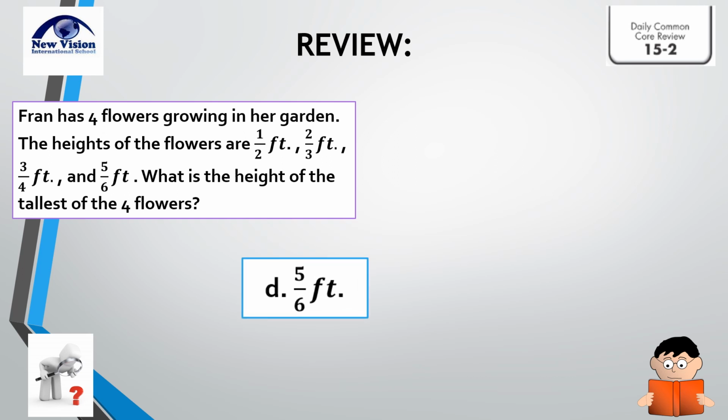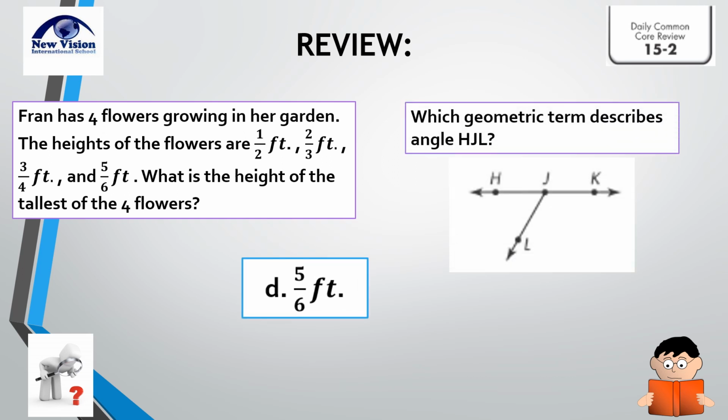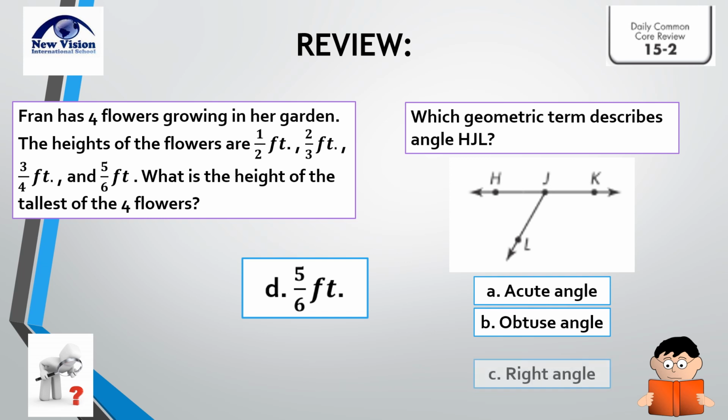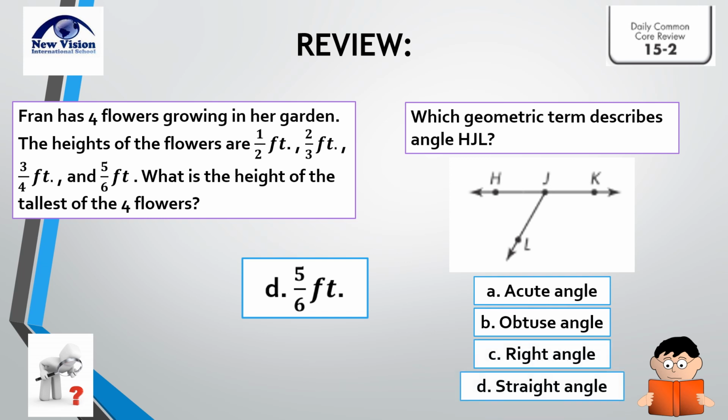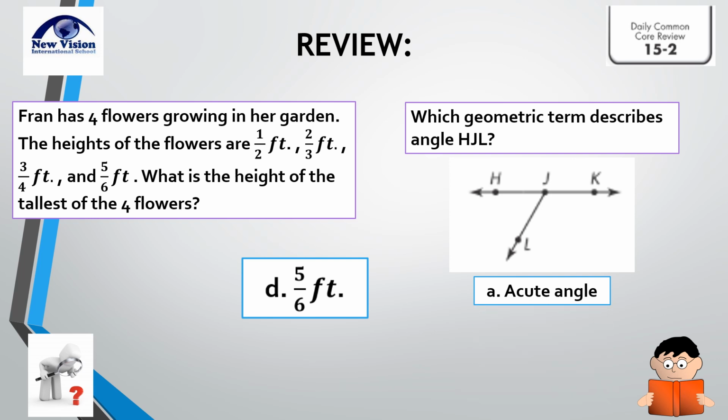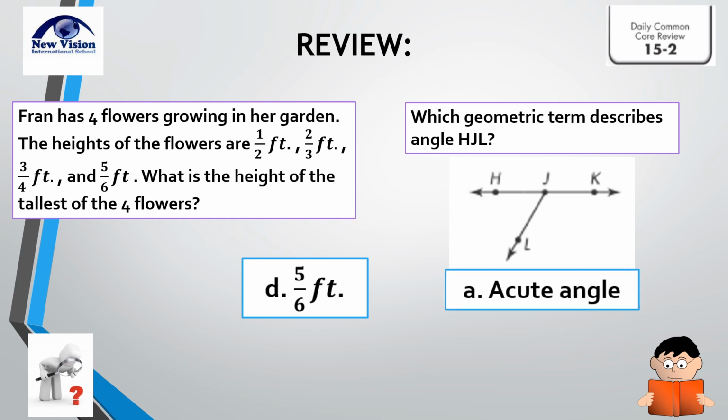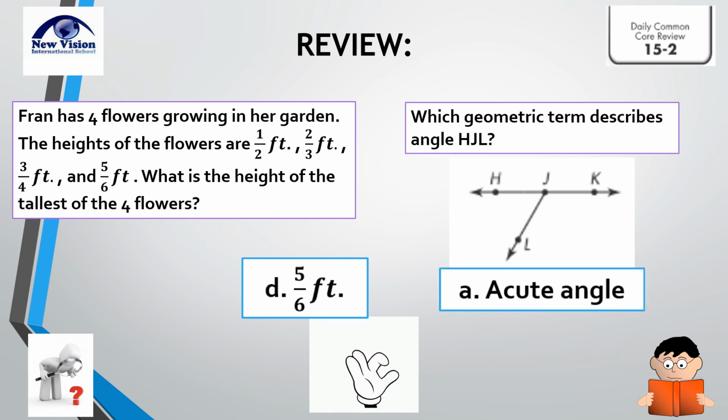5/6 foot. Next, which geometric term describes angle HJL? A. Acute angle. B. Obtuse angle. C. Right angle. Or letter D. Straight angle. So the answer is letter A. Acute angle. Okay.